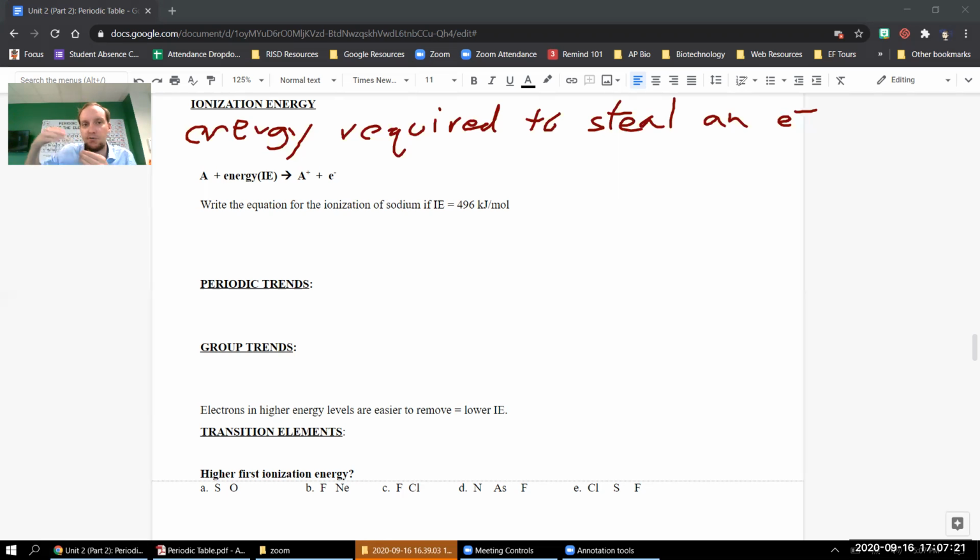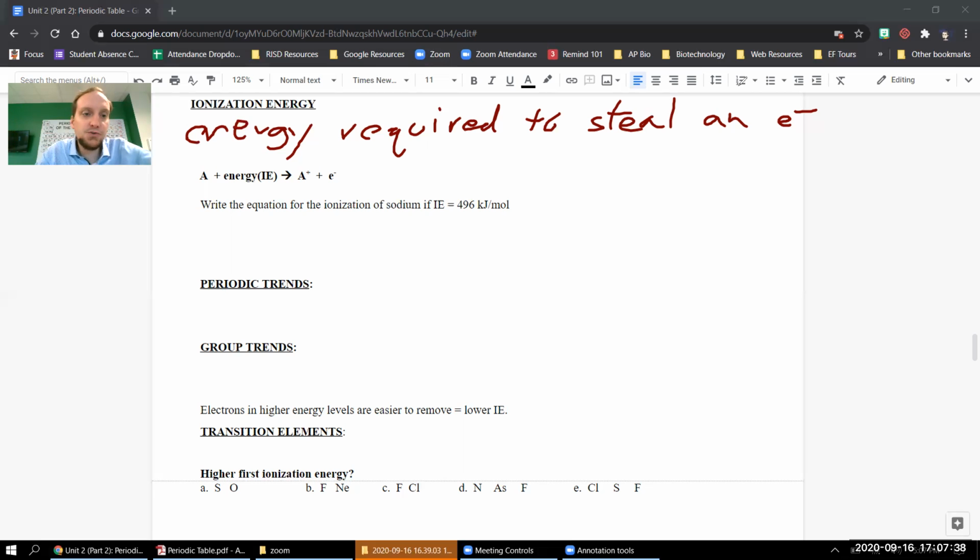Obviously, the electrons that are really far away on the higher energy levels, their ionization energy would be much lower. Whereas if we only have one or maybe two energy levels, then their ionization energy would be much higher because it's going to be closer to the nucleus and harder to take away, okay?